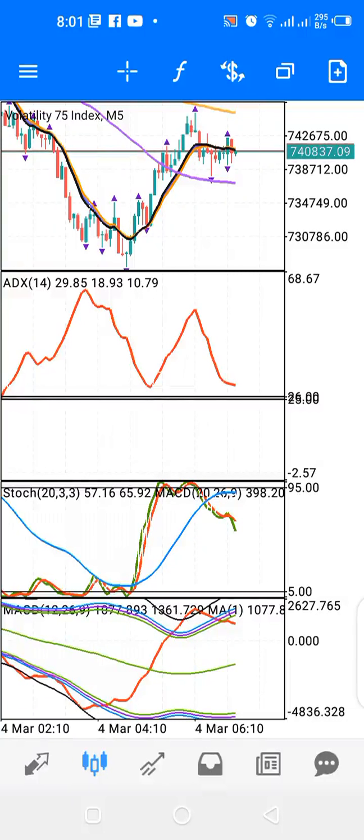Today we are going to look at how you can trade volatility 75 index on the 5-minute time frame. All right, on the screen I have a strategy that is shown, and the screen is divided into four parts.